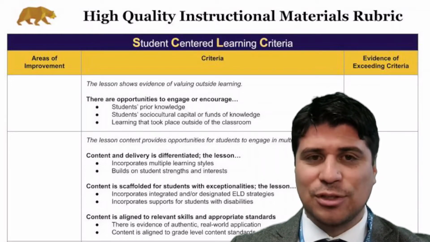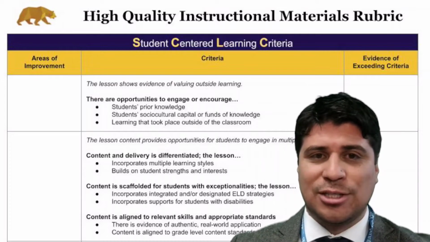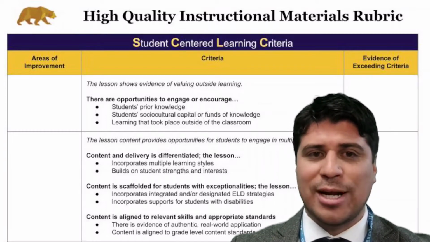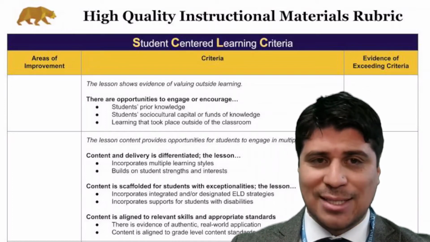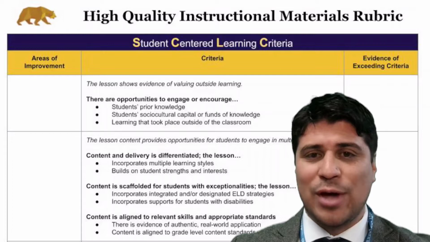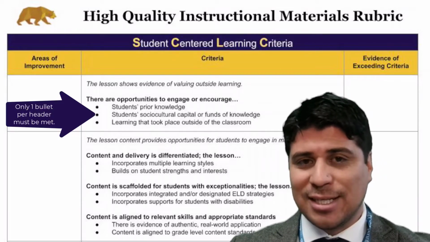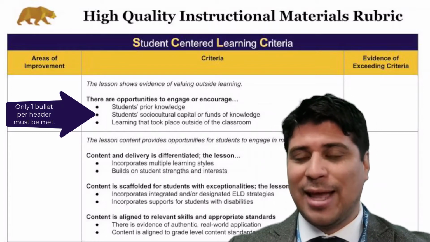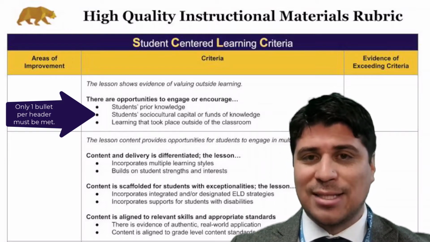It says, this lesson shows evidence of valuing outside learning. There are opportunities to engage or encourage students' prior knowledge, students' social and cultural capital or funds of knowledge, or learning that took place outside of the classroom. In order to meet that section, they need to have at least one of those bullets met. If the example has evidence that exceeds that criteria, that's where you would place that on the right-hand side column, or give the feedback there.